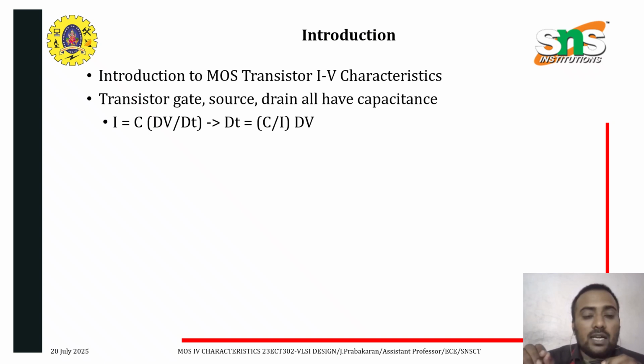Okay, this transistor, gate, source, and drain all have capacitance. The equation is I equal C into dV divided by dt, which means we can write dt equal C divided by I into dV. I is nothing but the current value, C is nothing but the capacitance value.